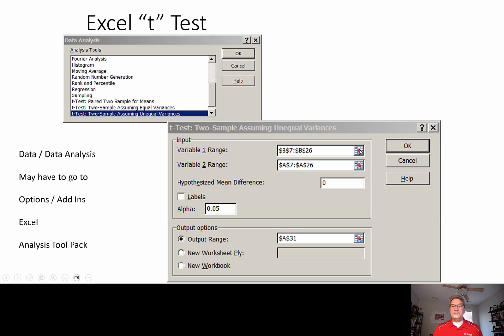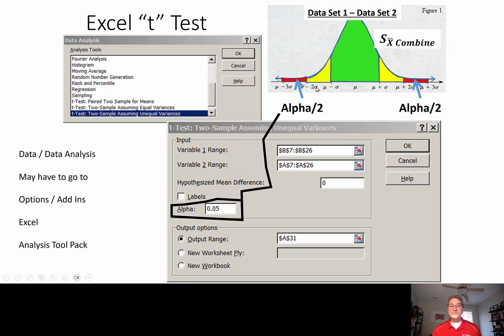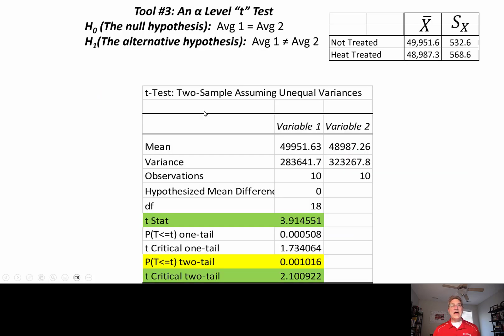It's going to open up. You highlight the data for heat treated. Then you highlight the data for not heat treated, whatever 2 things you want to check. You put in the hypothesized difference. We're always looking at 0. You put in your alpha, whether you want 0.05 or whether you wanted it higher, and you give it an output range. And remember, there's alpha over 2, alpha over 2. That alpha, half on each side. And then when you say go, bammo, here's what you're going to get.